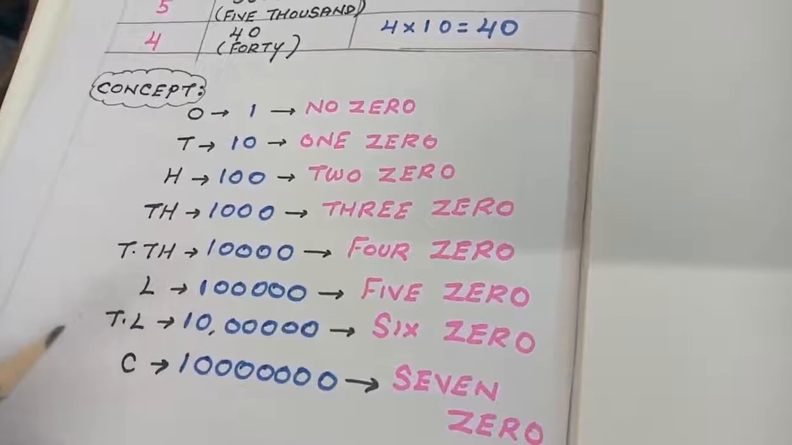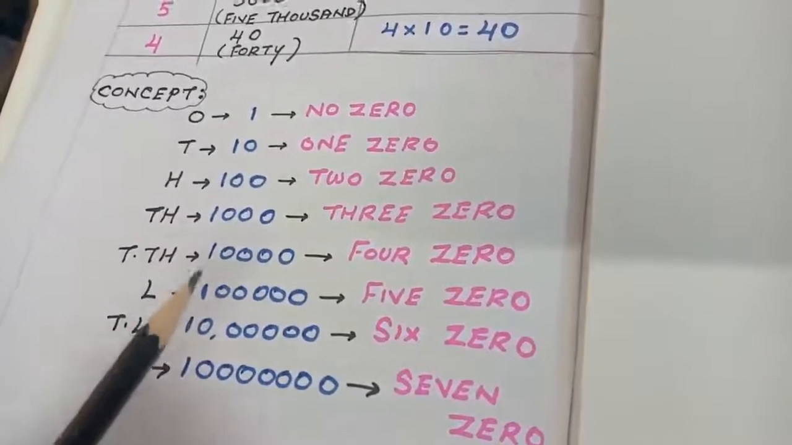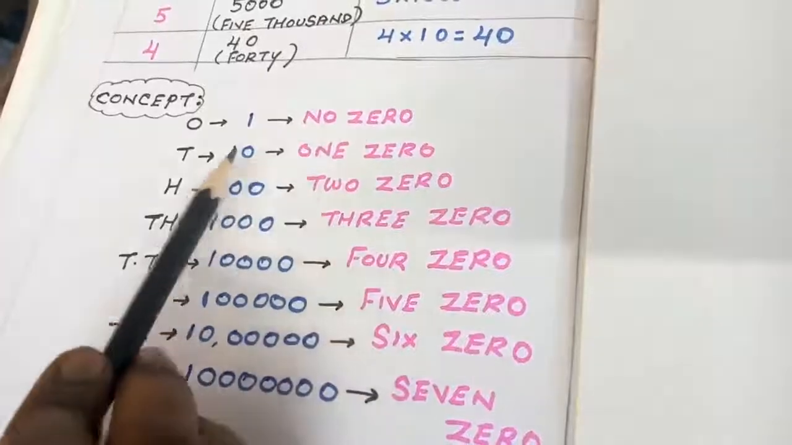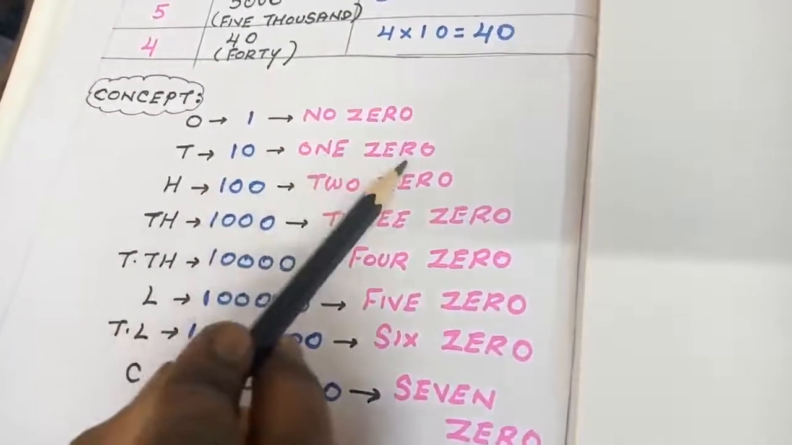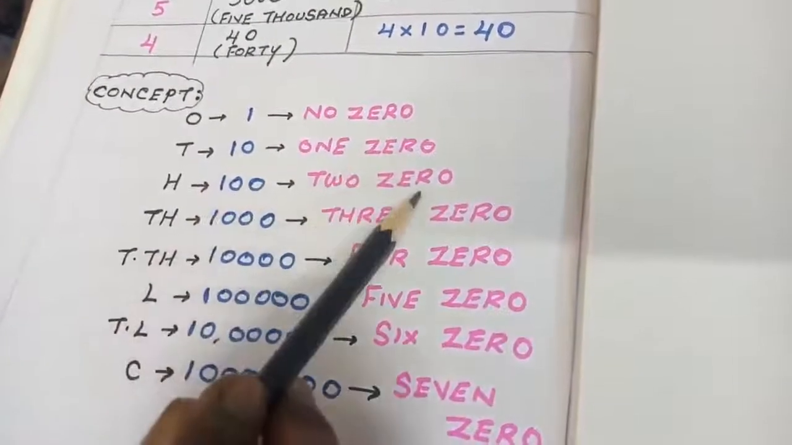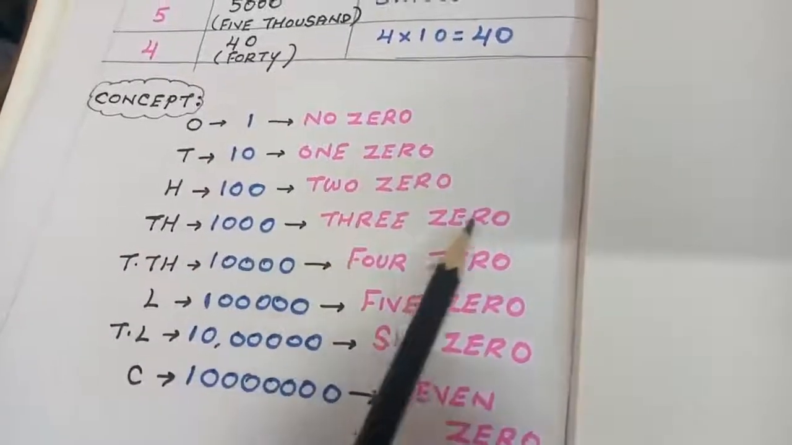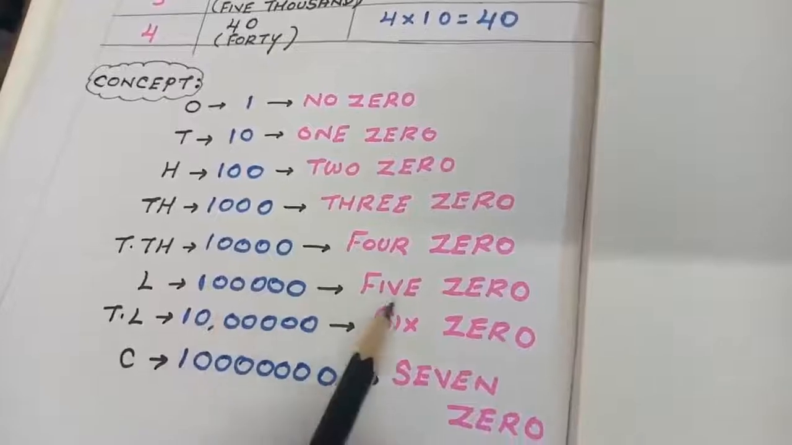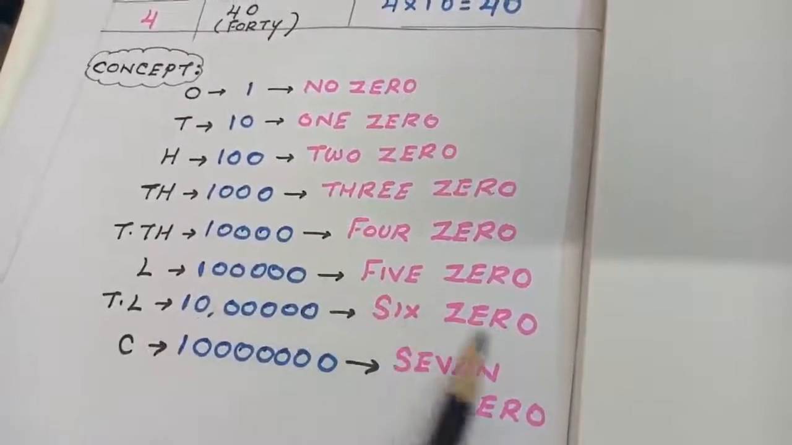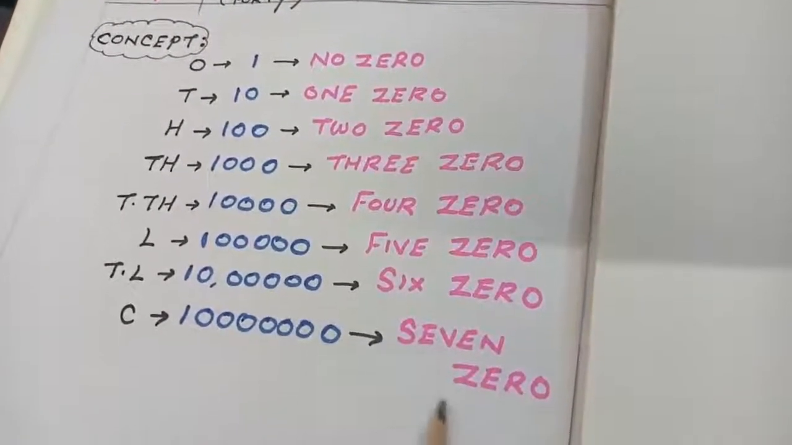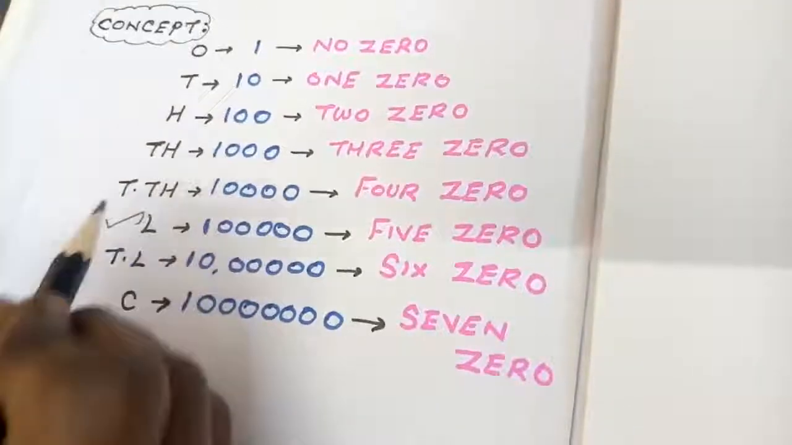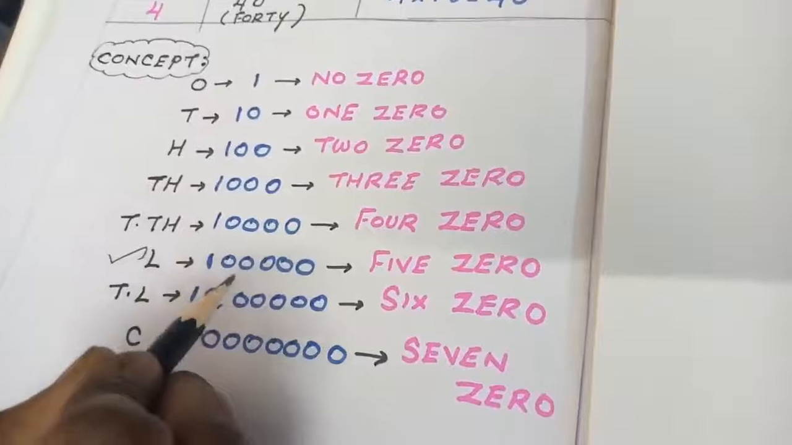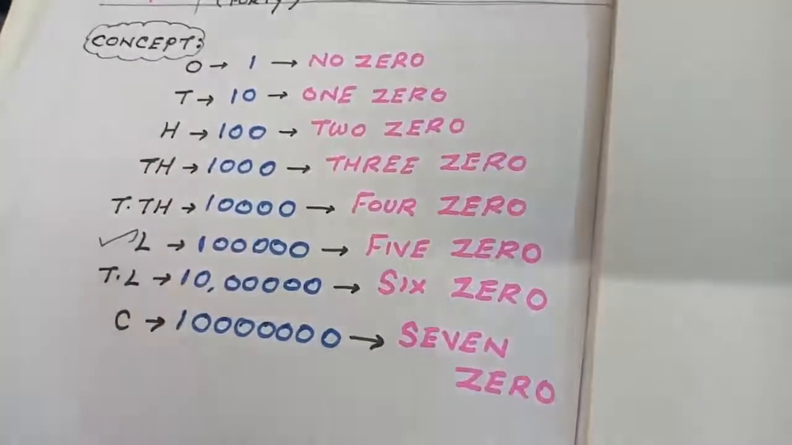What you must have in your mind is you have to count the number of zeros here. In ones place you are not going to have 0. Tens means you are having 1 zero. 100, 2 zeros. 1000, 3 zeros. 10,000, 4 zeros. Lakh, 5 zeros. 10 lakh, 6 zeros, and crore means 7 zeros. So if you keep this in your mind, it will be easy for you to do the sum.